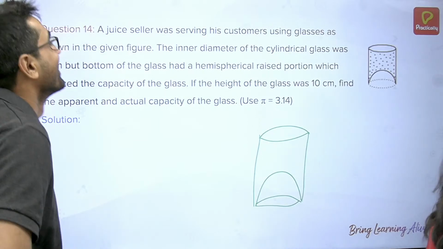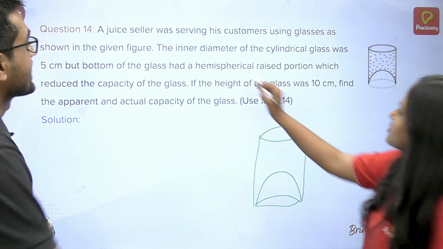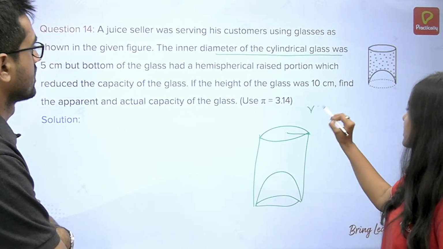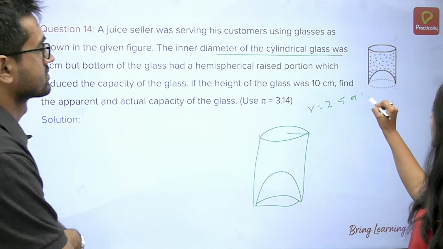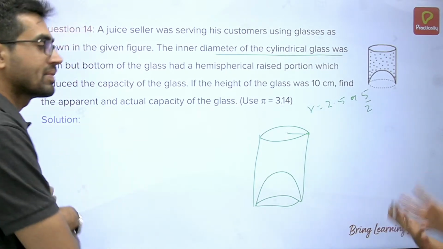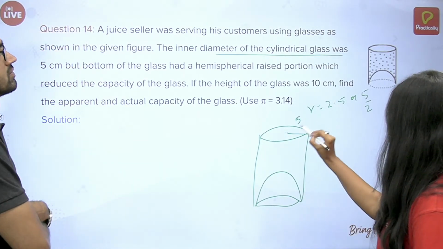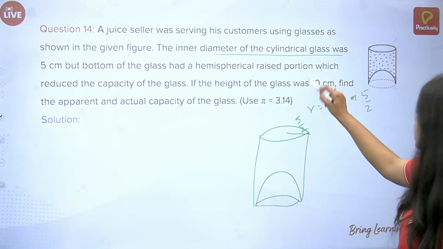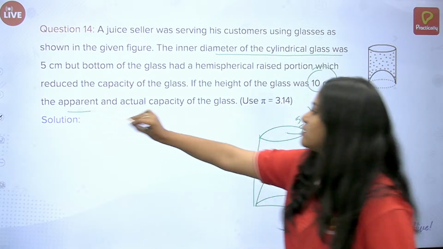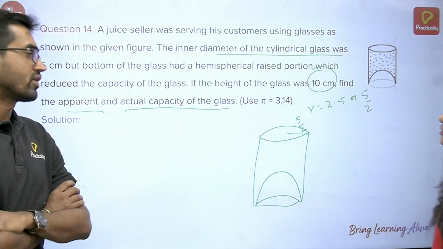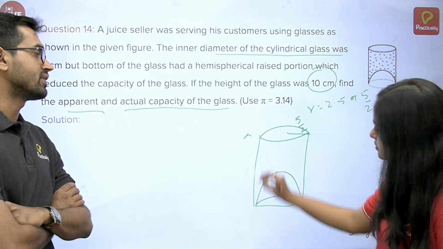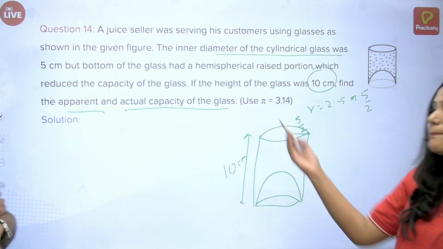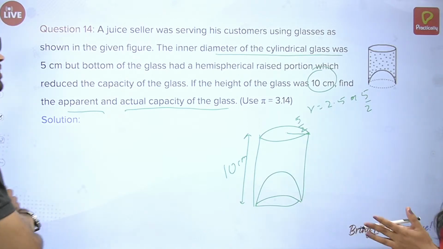So the inner diameter is how much? 5 centimeters. If the diameter is 5 centimeters, the radius is 2.5, or you can write 5 by 2 because it will make cancellation easy. So let us keep it as 5 by 2. Next, if the height of the glass was 10 centimeters, find the apparent and actual capacity. If this was a perfect cylinder, it would have been pi r square h. That will be your apparent capacity.